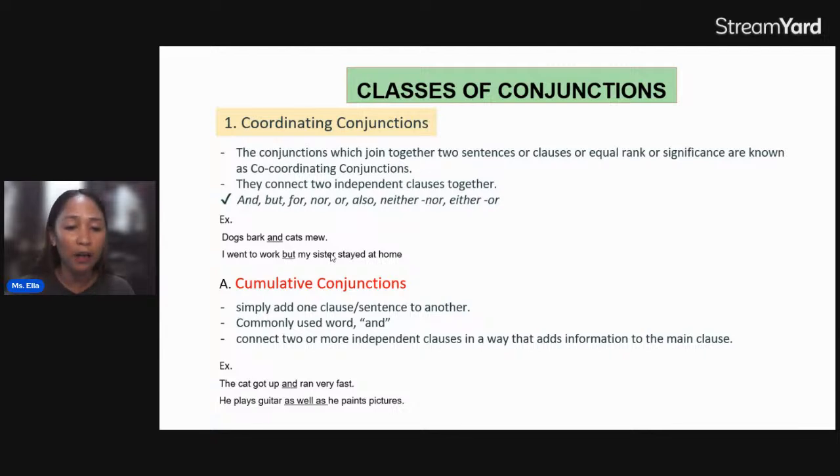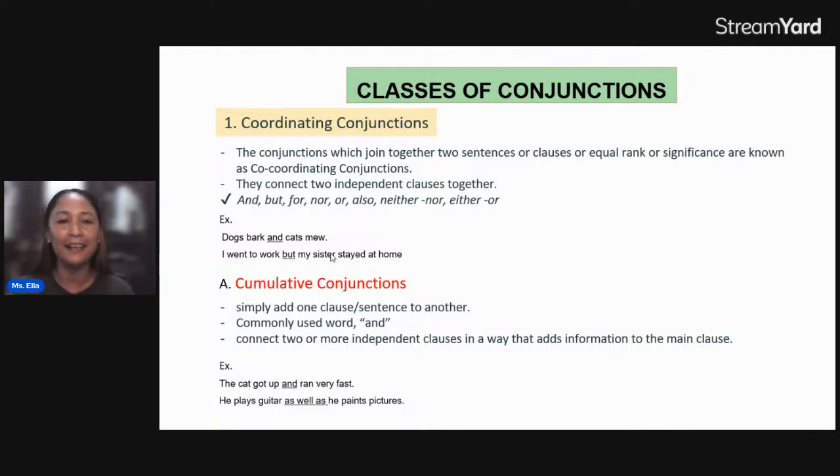Okay, next we have the second sentence. He plays guitar as well as he paints pictures. So again, we did not use the word and, but we use as well as, which means similar, which means he plays guitar and then he also paints pictures. That means it adds information about our subject he. All right. So I hope it's clear what cumulative conjunction is. Again, with cumulative conjunction, you simply add one clause or sentence to another to add information to the main clause.